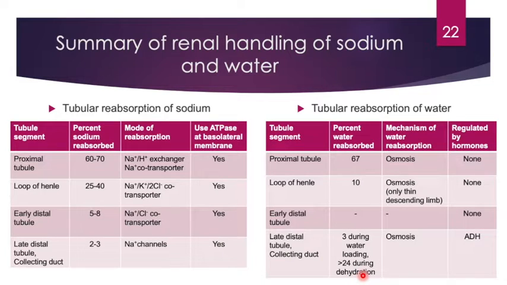So here at the late distal tubule and collecting duct, osmoreceptors play the important role of detecting the state of hydration of our body, or osmolarity, and then releasing an appropriate amount of ADH. So an appropriate amount of water is reabsorbed. We will look at the osmoreceptor-ADH system shortly in the next few slides. So this is the summary of renal handling of sodium and water.